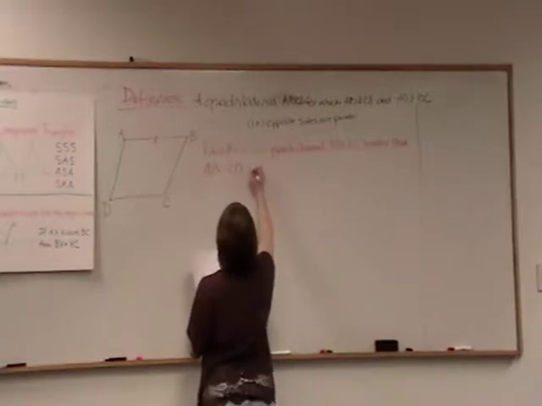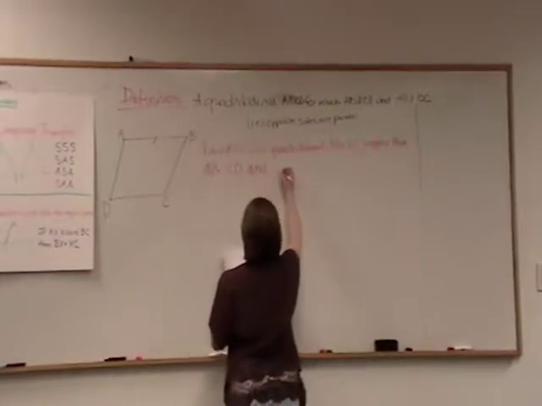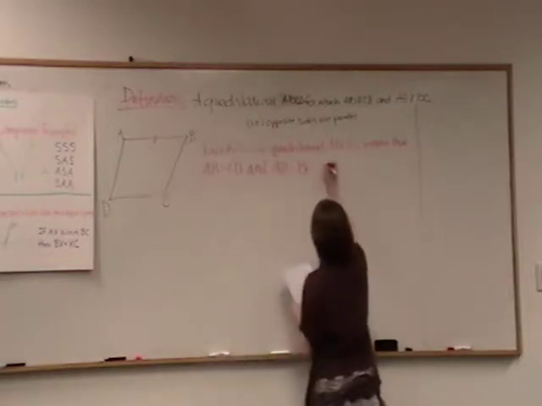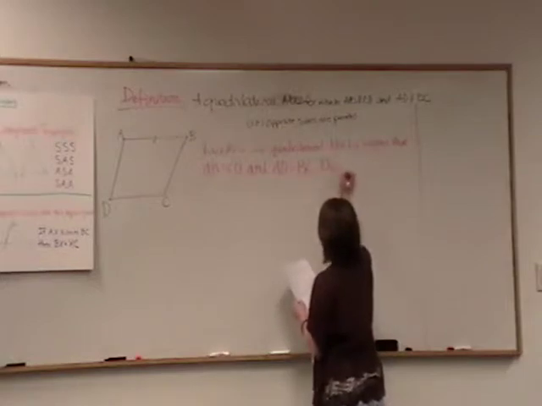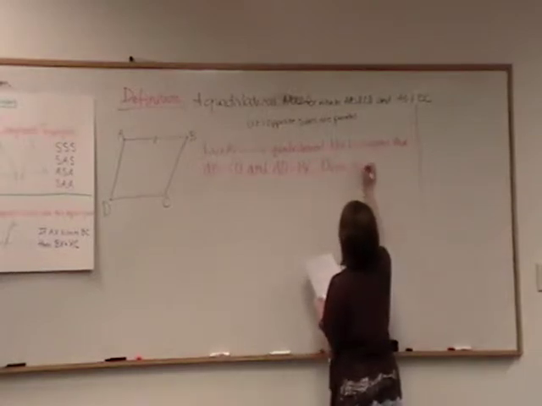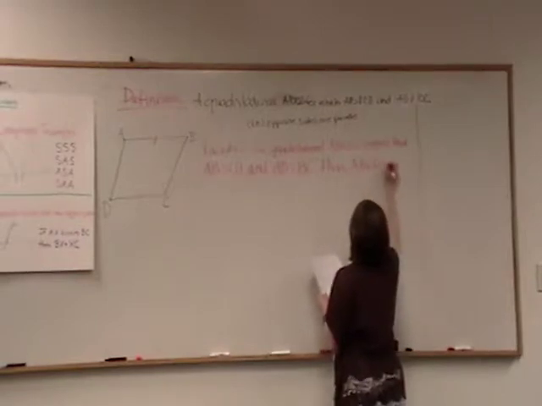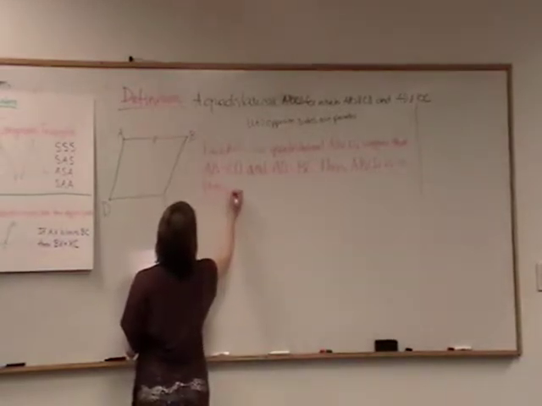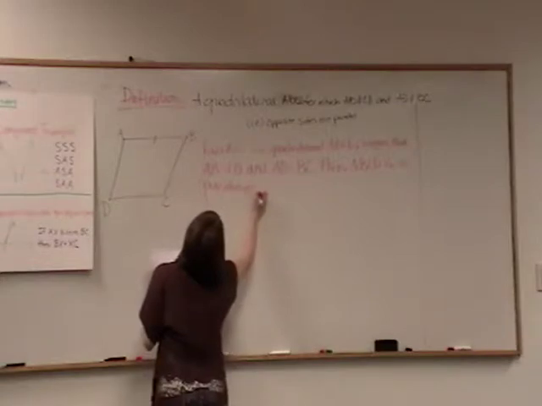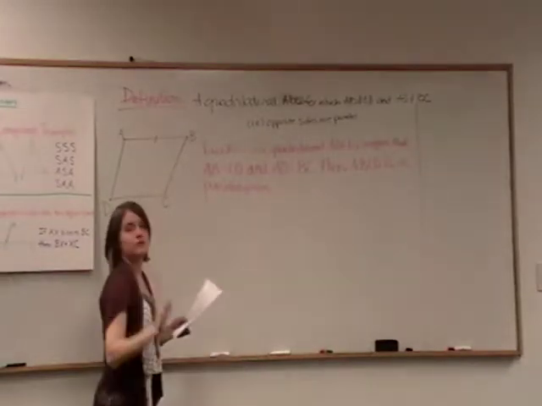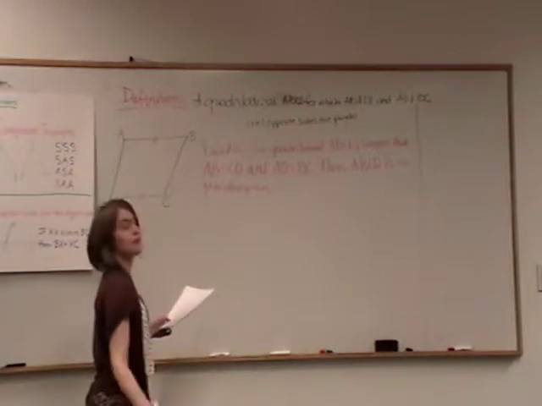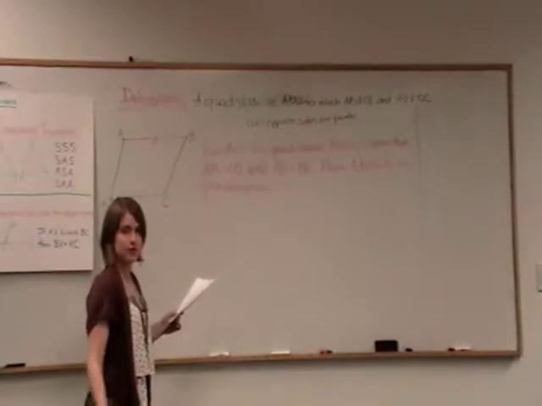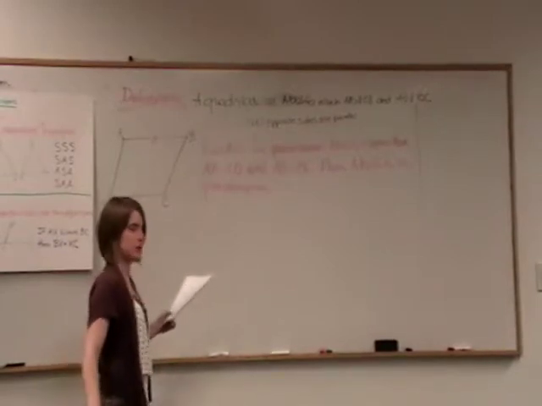And let's suppose that AD equals BC. Then, given this situation, we know that ABCD is a parallelogram. So once we prove this fact, we'll know not only that in a parallelogram, the opposite sides are equal, but also if you have a quadrilateral where the opposite sides are equal, it automatically has to be a parallelogram.